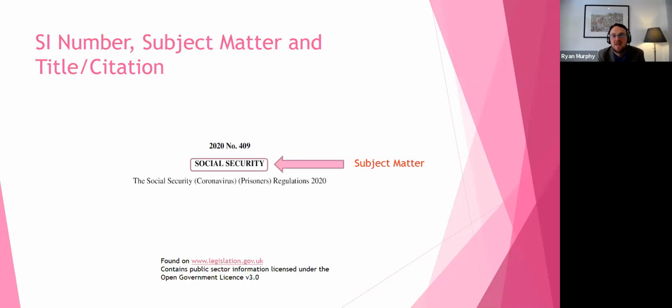The next aspect that you can see on the screen highlighted is the subject matter of the SI. So in this case, the subject matter is Social Security. There are broad headings used so that those who work in a particular area or who have particular interests can quickly garner and understand whether a particular statutory instrument is relevant to them and whether it will be of interest to them. So that might say something like taxation in another SI, but here we're talking about Social Security.